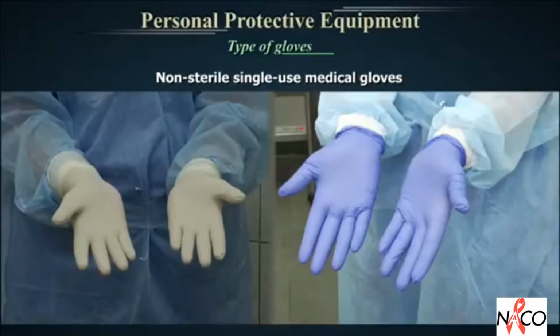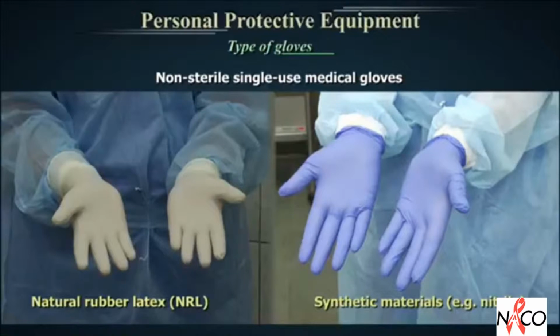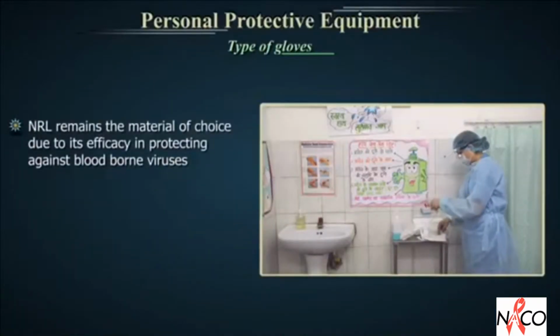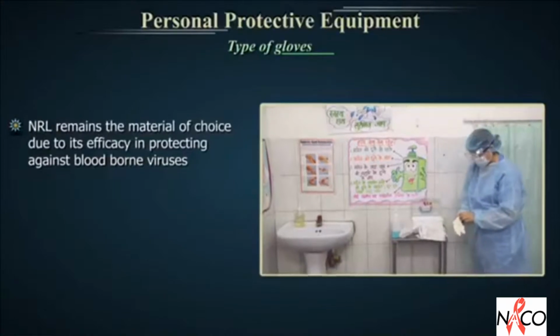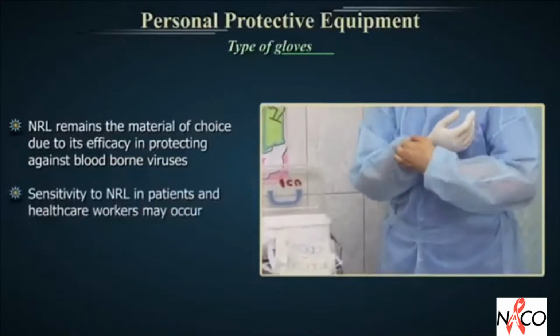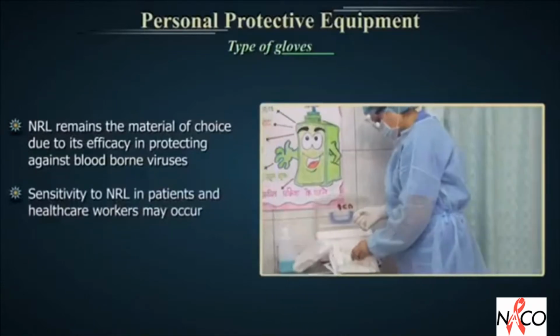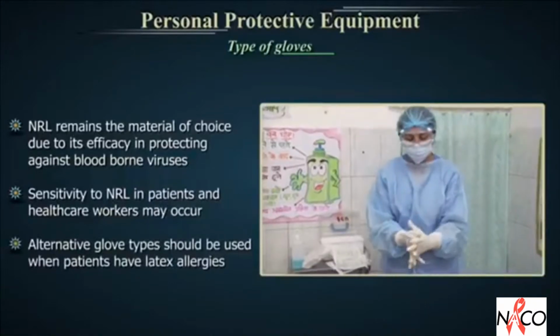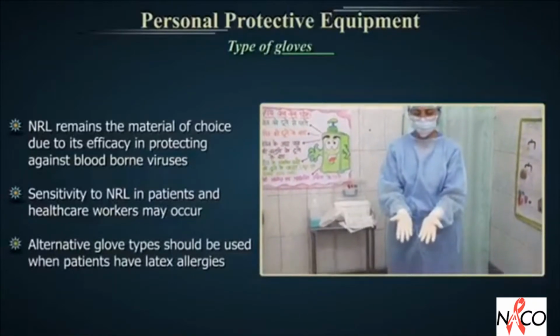Non-sterile, single-use medical gloves are available in a variety of materials. The most common are natural rubber latex or NRL, and synthetic materials, for example, nitrile. NRL remains the material of choice due to its efficacy in protecting against blood-borne viruses. However, sensitivity to NRL in patients and healthcare workers may occur. Alternative glove types should be used when patients have latex allergies.